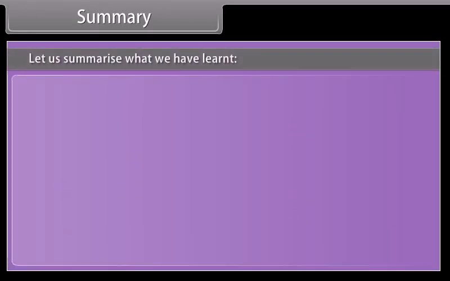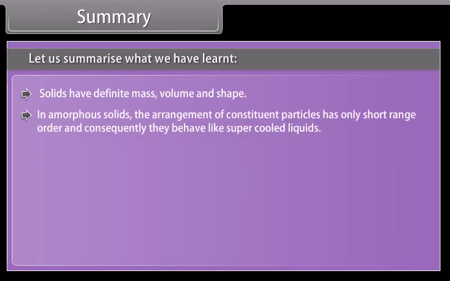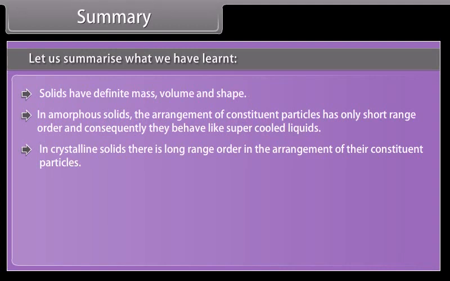Summary. Let us summarize what we have learned. Solids have definite mass, volume, and shape. In amorphous solids, the arrangement of constituent particles has only short-range order, and consequently they behave like supercooled liquids. In crystalline solids, there is long-range order in the arrangement of their constituent particles.